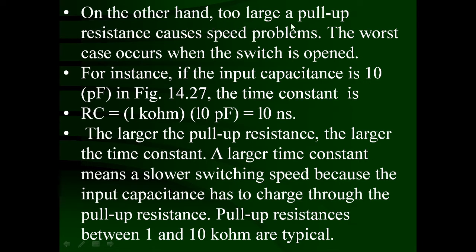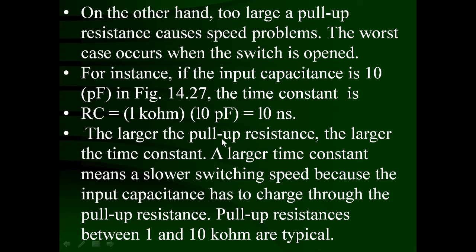On the other hand, too large a pull-up resistance causes a speed problem. The worst case can occur when the switch is open. For instance, if the input capacitance of the TTL is 10 pF in figure 14.27, the RC time constant is equal to 1 kilo ohms times 10 pF, that is equal to 10 nanoseconds.